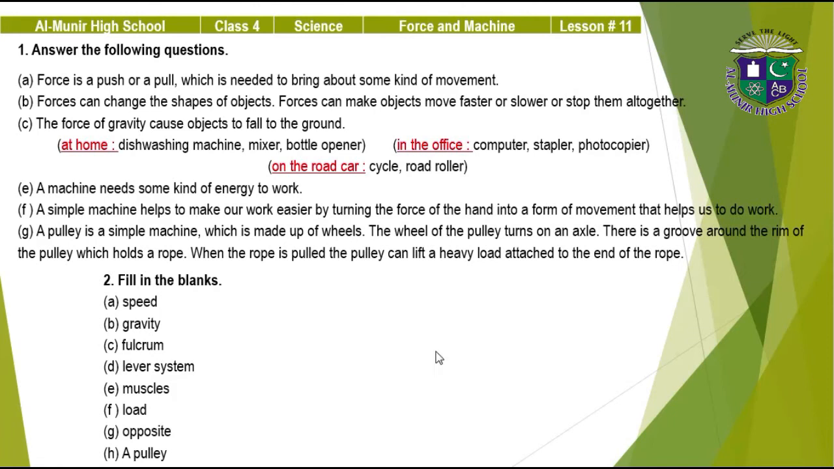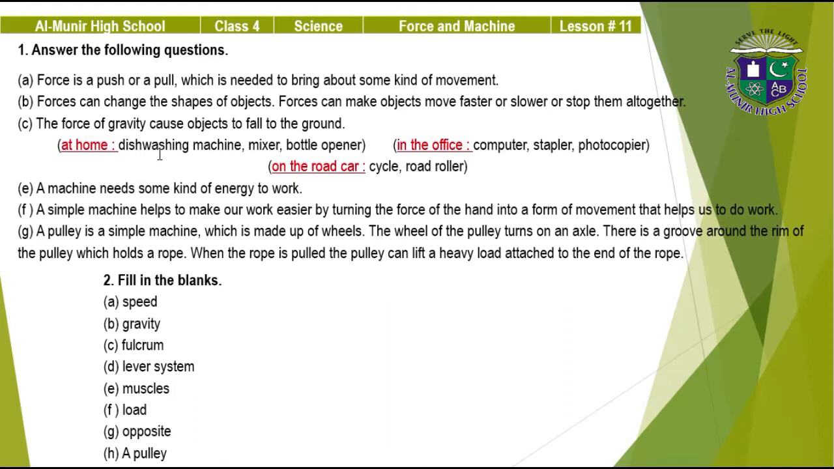Next we have the solved exercise of unit number 11. Question number 1, answer the following questions. Part A, answer is, force is a push or a pull which is needed to bring about some kind of movement. Part B, forces can change the shapes of objects. Forces can make objects move faster or slower or stop them altogether. Part C, answer is, the force of gravity causes objects to fall to the ground.